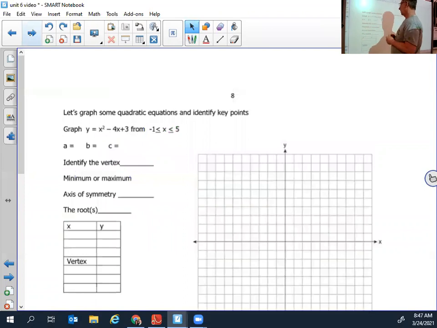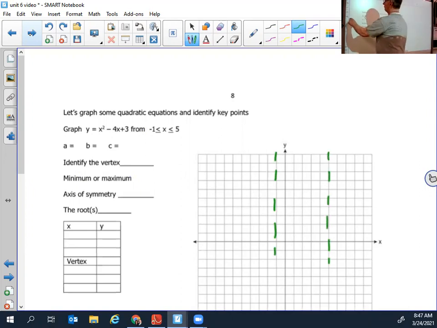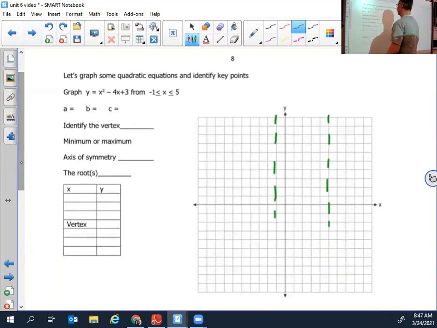Next one, type this on your calculator. Notice how the parameters changed on this one. We're now doing from negative 1 to positive 5. That kind of tells me that my vertex is going to be right in the middle of that. But this time we have a equals 1, b equals negative 4, c equals 3, and we want to find our axis of symmetry. We can actually do negative b over 2a this time.